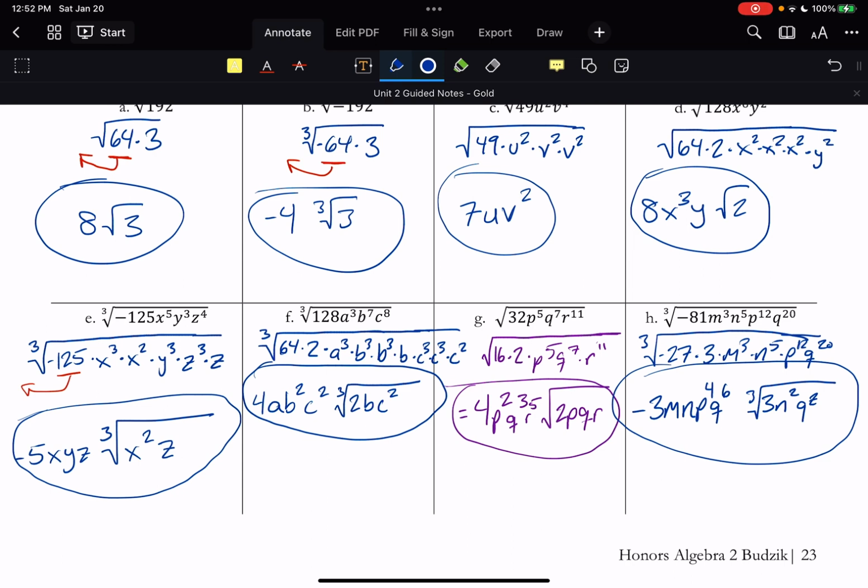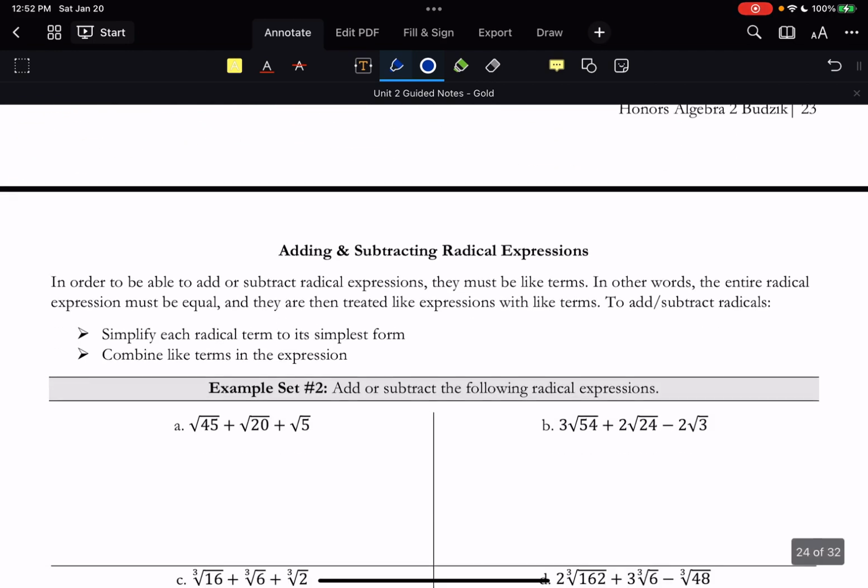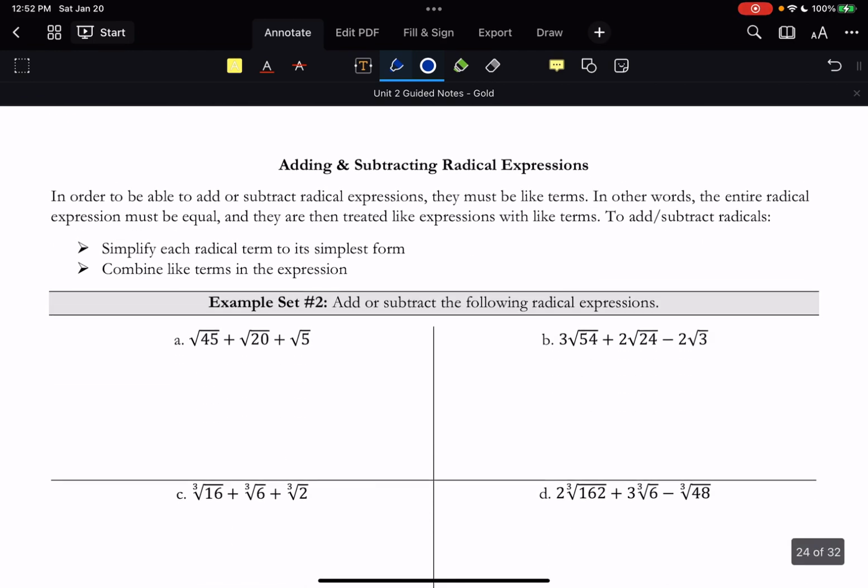Just remember, it's all about finding the perfect cubes, the perfect square factors, and then figuring out how many of the pairs or the triples of the variables that you have and what you have left over that stays in the radical. All right, so moving on to adding and subtracting.